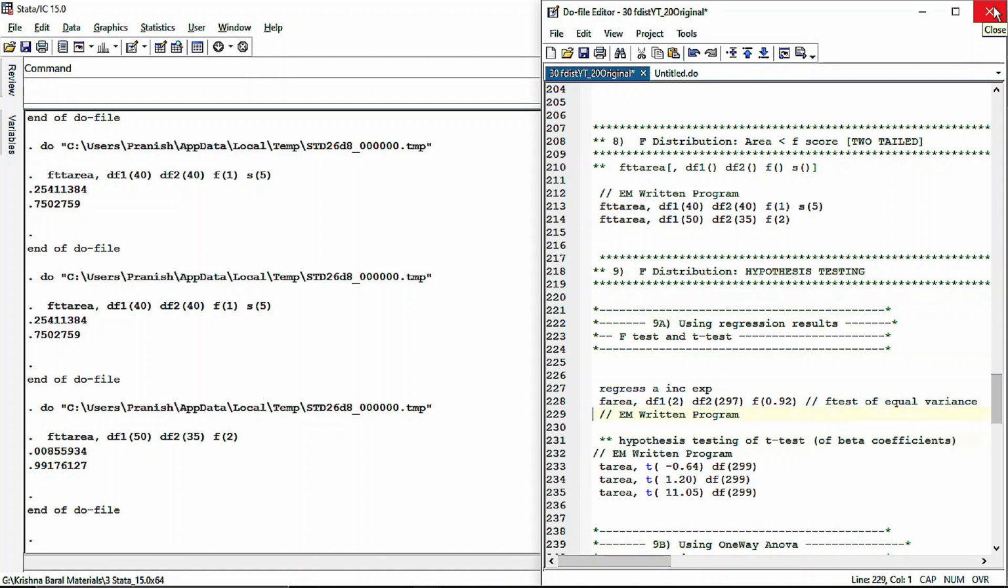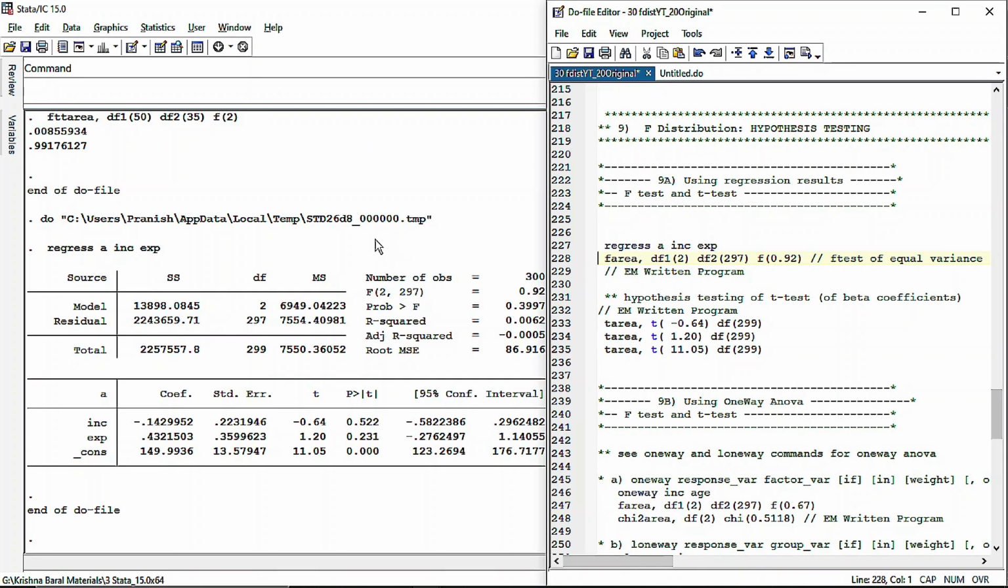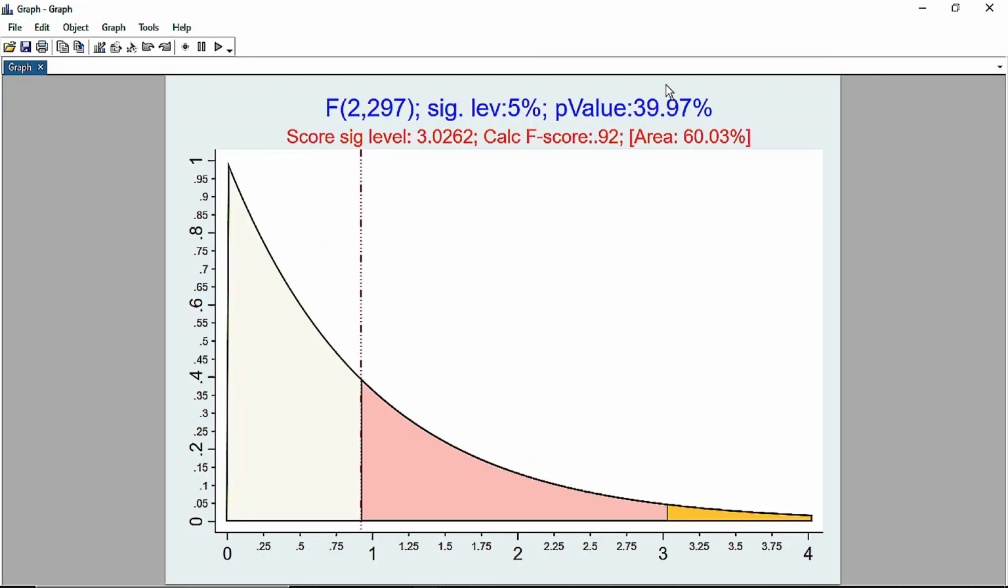Now let us see some examples. For hypothetical data, we are going to run a regression. So we want to focus on the F distribution. The value of the F distribution is 0.92, the degrees of freedom 1 is 2, the degrees of freedom 2 is 297, and our p-value is nearly 40%. Let us depict the same information in our graph. So the p-value is 40%, and our significance level is 5%.